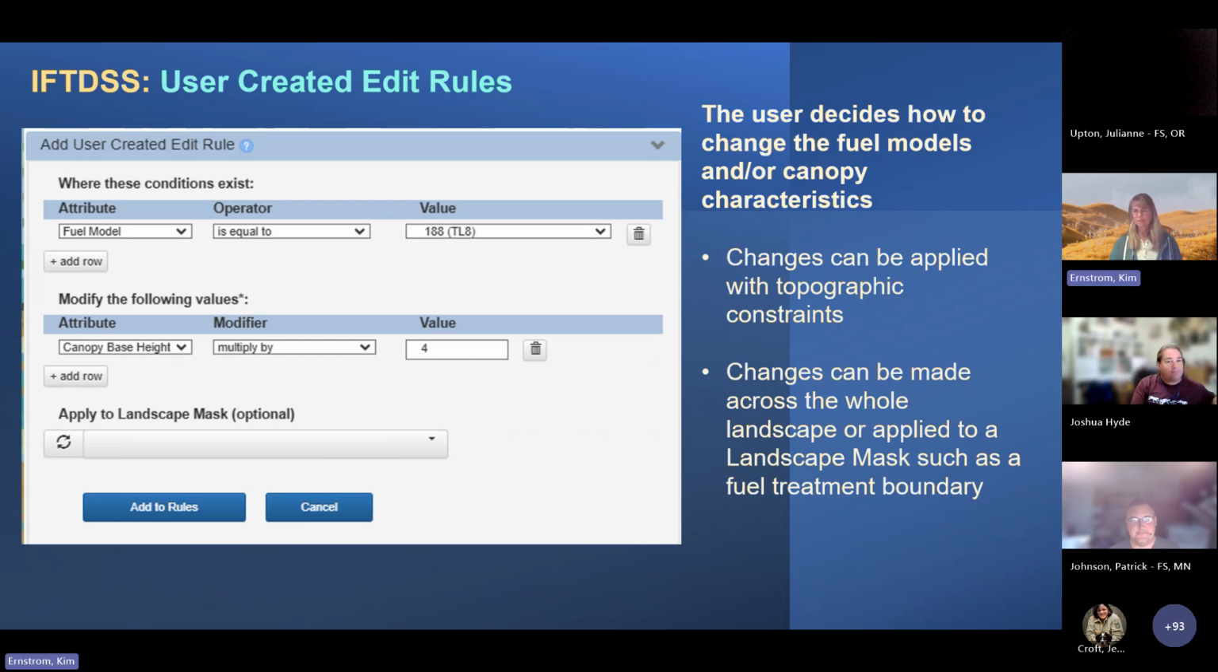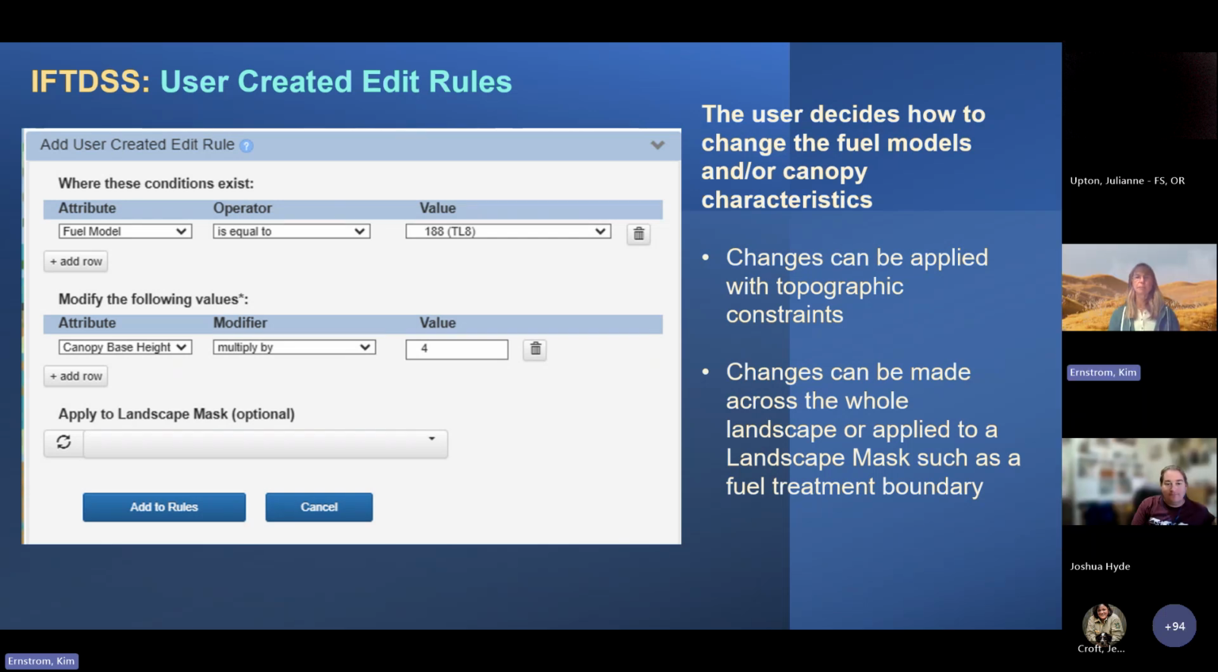Exactly. Thank you, Patrick. That's a great point. I really appreciate you saying that because IFTDSS is here to learn from, right? We're not going to break anything. We're going to learn about fire behavior. We're going to learn about how these treatments affect fire behavior. And that's exactly what we want you to do.